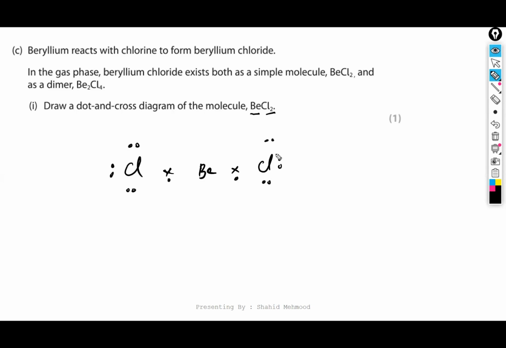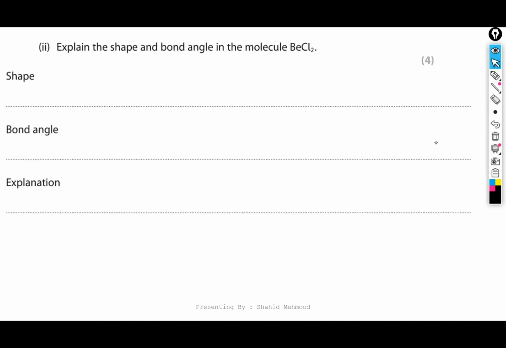So beryllium has 4 electrons. Chlorine has 8 and 8. So the chlorine octet is complete while beryllium has only 4 electrons in the outer shell, and it is called an electron deficient compound as well. Here, explain the shape and bond angle in the molecule of BeCl2. You saw that in beryllium chloride the central atom beryllium is surrounded by 2 bond pairs. So the shape is linear and the angle is 180 degrees.